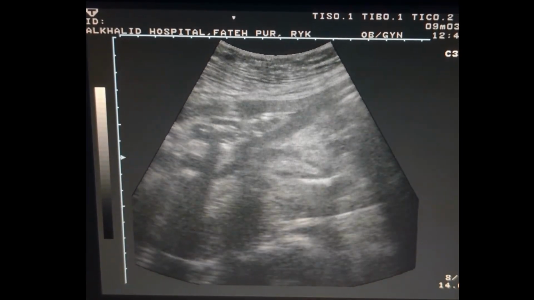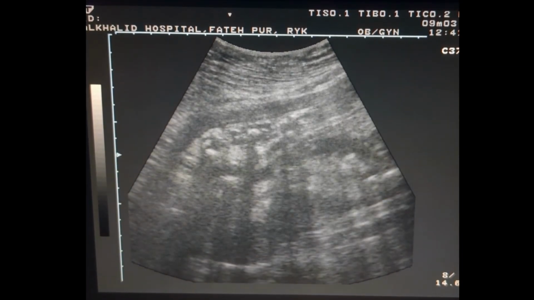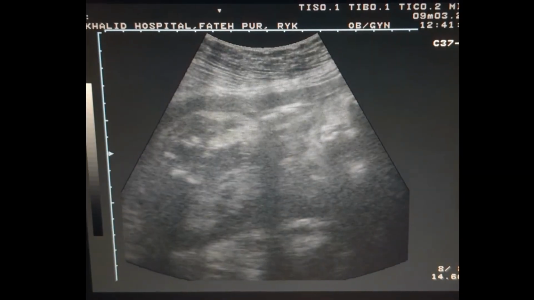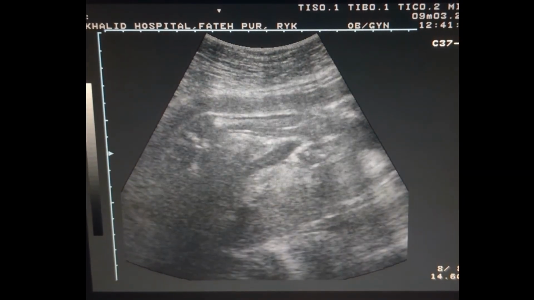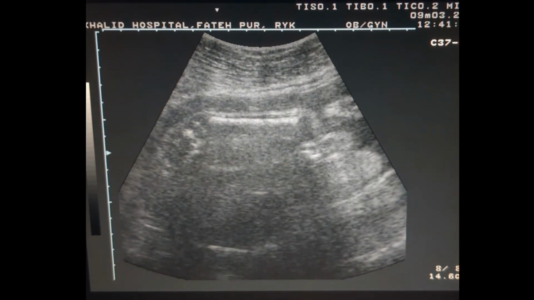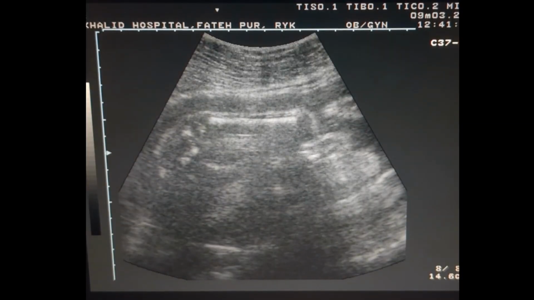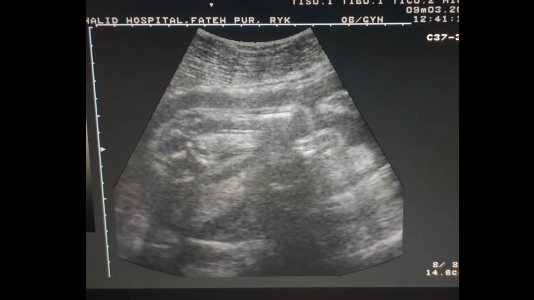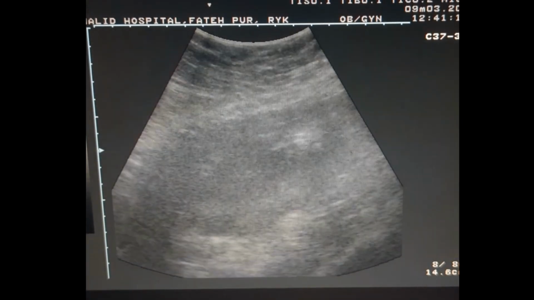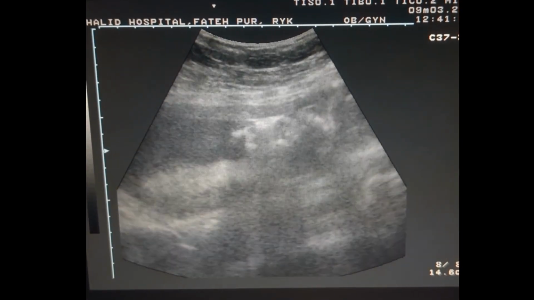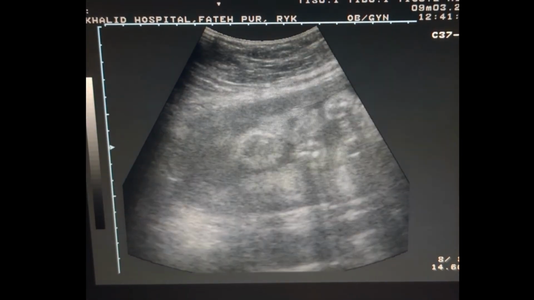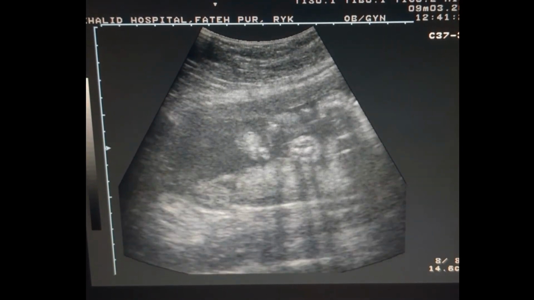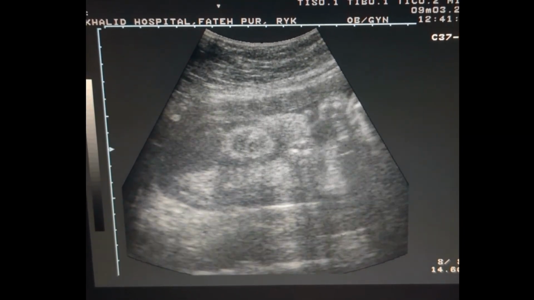Let's go to fetal cardiac activity. No cardiac activity is appreciated. This is the fetal femur, to assess exact fetal age, because BPD, biparietal diameter, cannot measure fetal age correctly as the skull bones are collapsed and submerged.